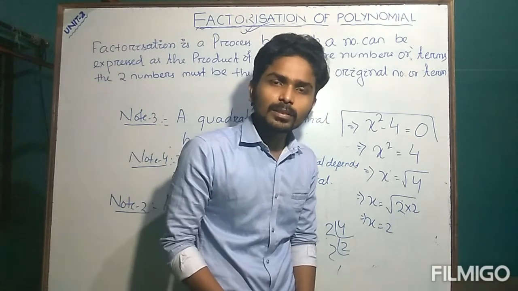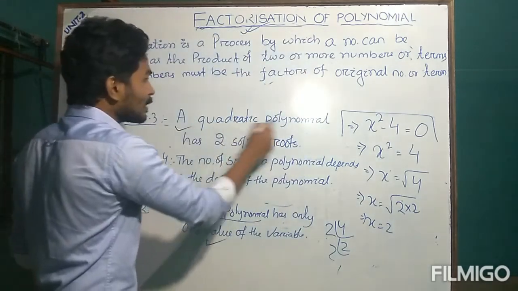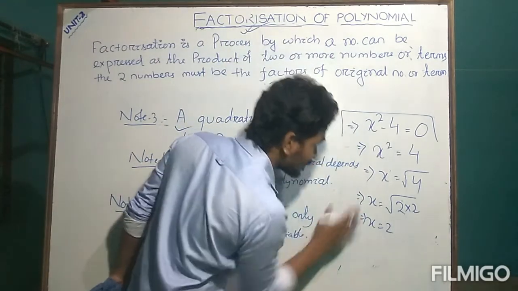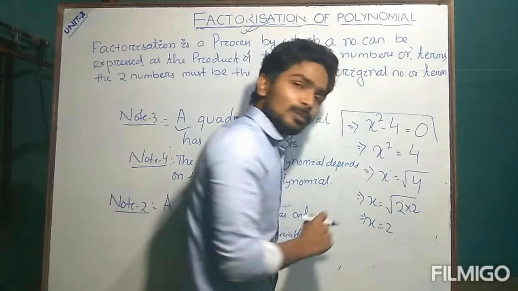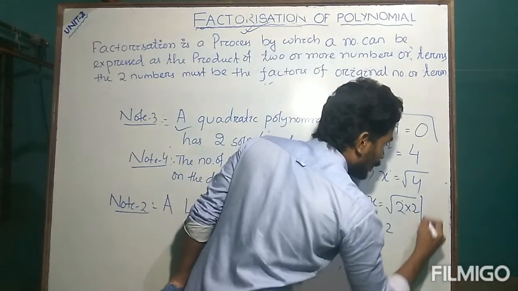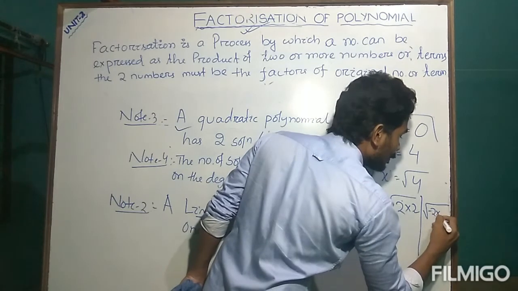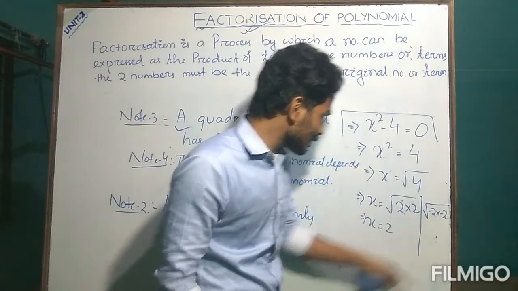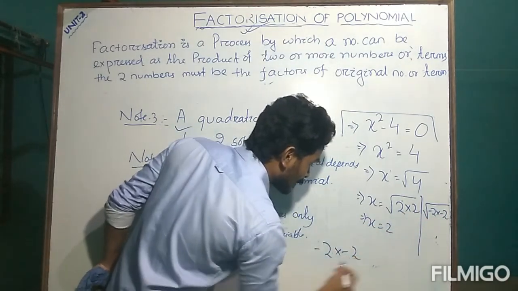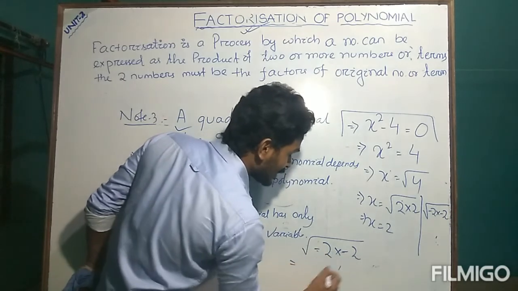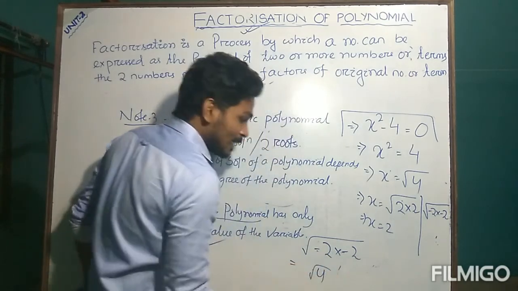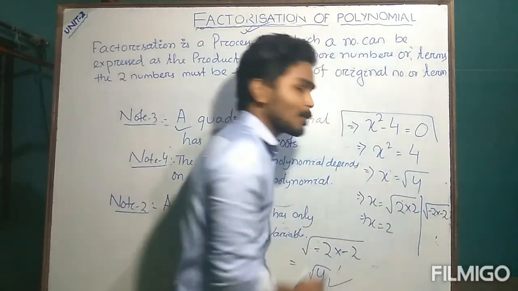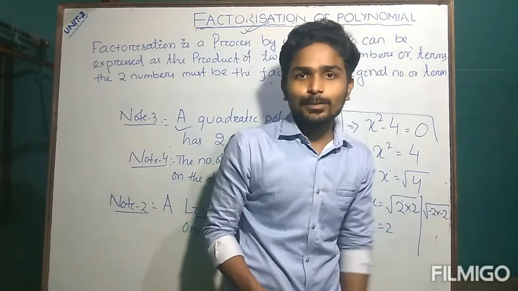But here we get one solution, while it was said that a quadratic polynomial has two solutions. How is it possible? Yes, it is possible. Why? Because 4 can be written as 2 into 2, but 4 can also be written as minus 2 into minus 2. Yes or no? Yes, because minus into minus gives plus, so minus 2 into minus 2 is 4. So 4 can be written as 2 into 2, and it can also be written as minus 2 into minus 2.